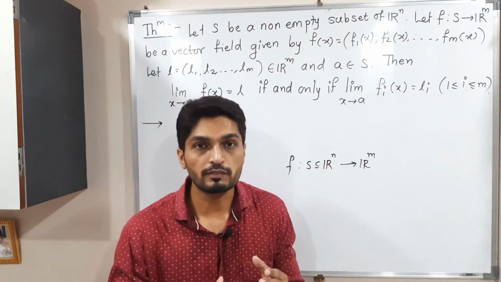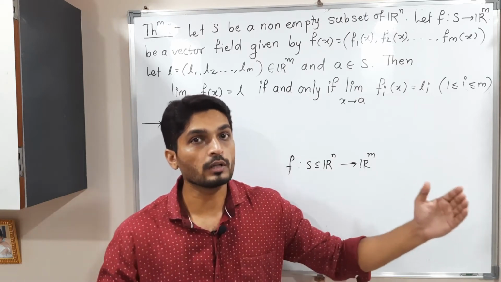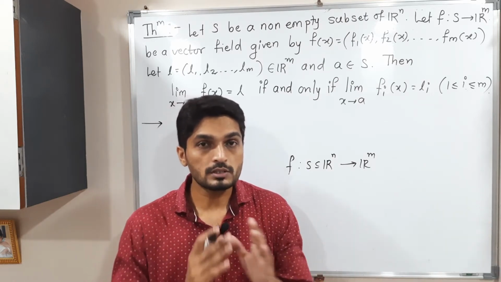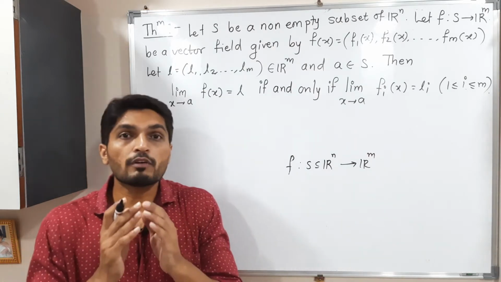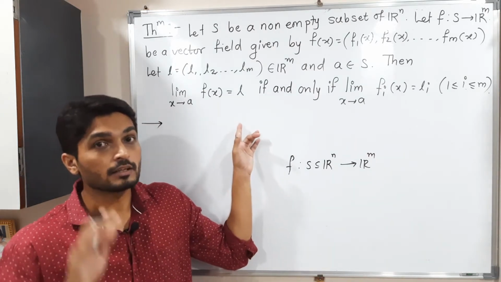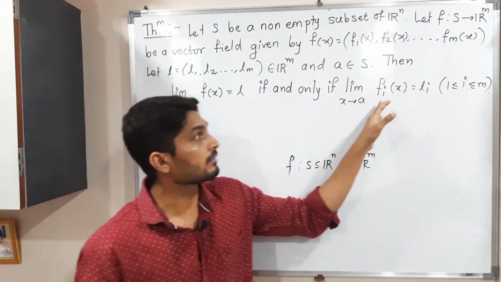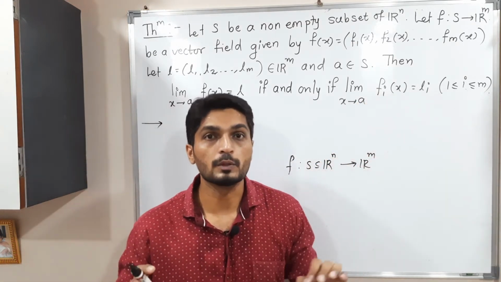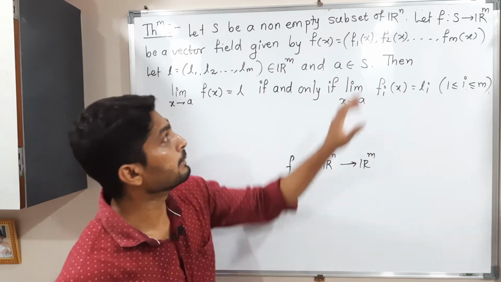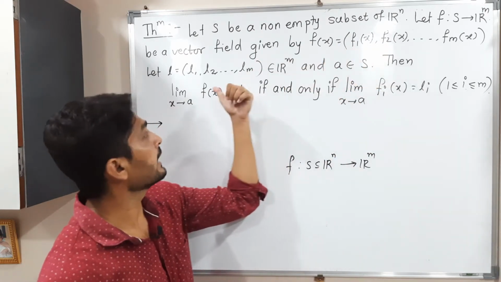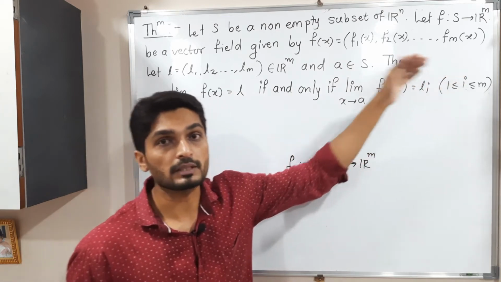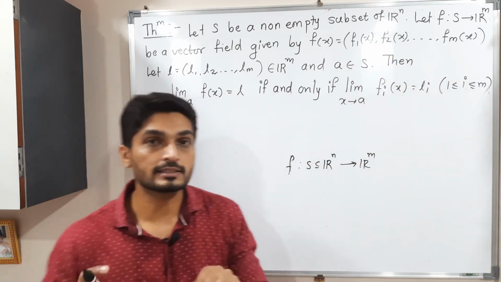So this is a vector valued function we have, and f has m components, as you can see here: f1 of x, f2 of x, and so on, fm of x. So this is the result on limits. It says the limit of f is L if and only if the limit of fi is Li at x equal to a. That means the limit of f1 is L1, the limit of f2 is L2, and so on, the limit of fm is Lm, at x equal to a.